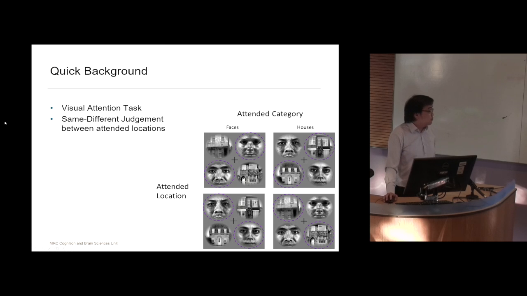So firstly, some quick background on my task. It's a visual attention task where subjects are prompted to attend to two or four locations, and they are required to do a same different judgment. And we have two permutations where we can try and decode for attended location or attended category, but the specific details are not really necessary for this talk, since we'll mostly be covering a very generic method that should work on all fMRI time series.